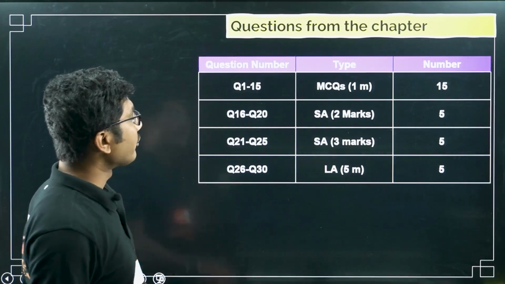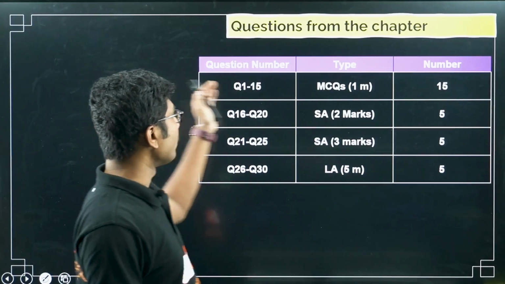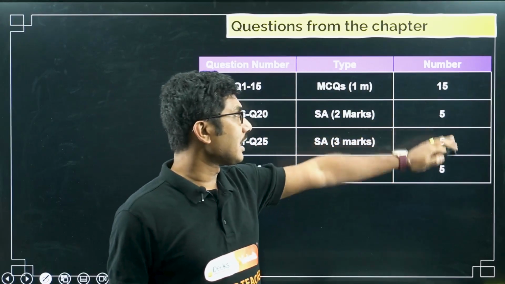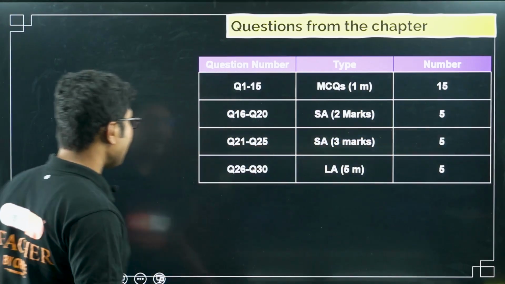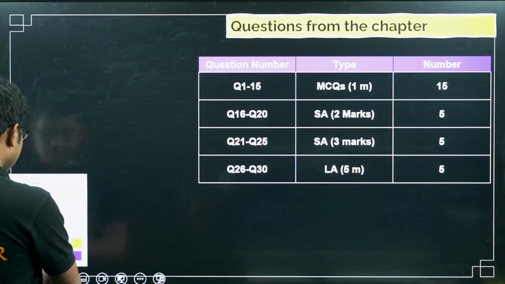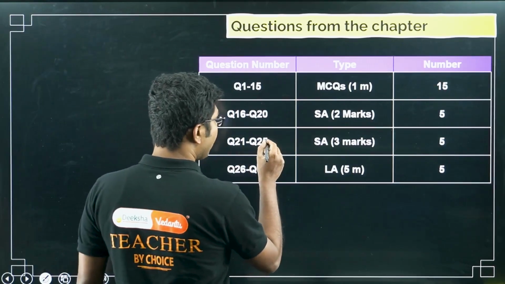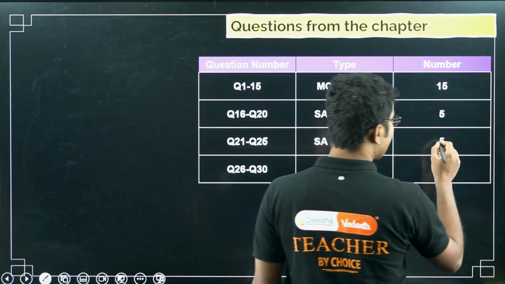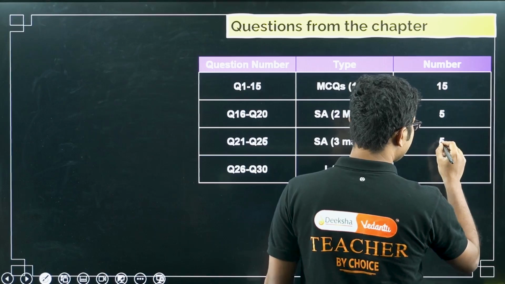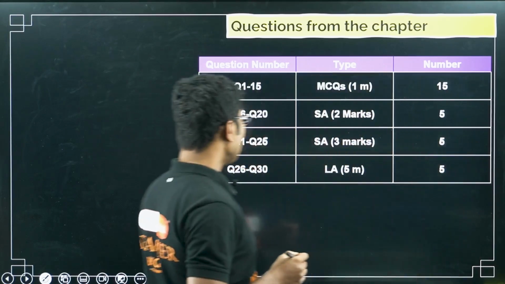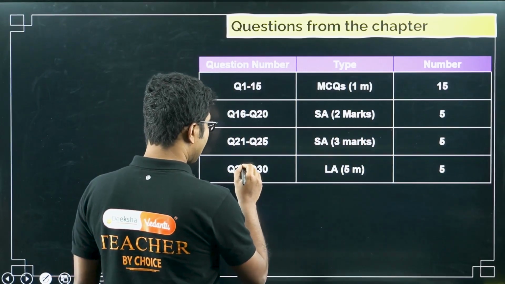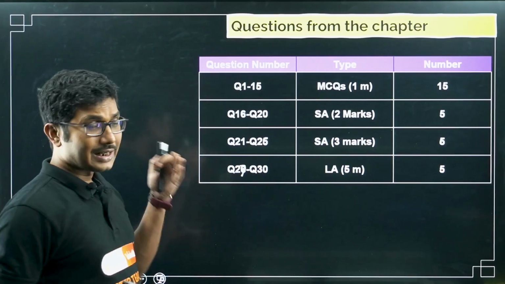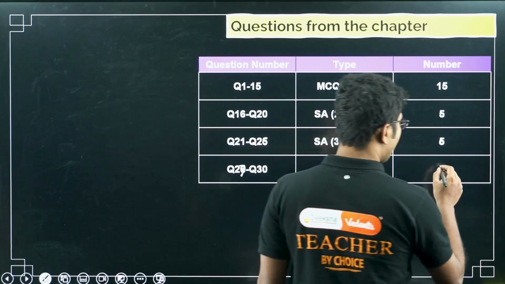So what all are we going to discuss today? We are going to discuss 1 to 15 MCQ questions, 16 to 20 small answer type 2 marks questions. Then 21 to 24, a slight change is there, and 25 to 26 will be your small answer type 3 marks questions, so there will be 6 3-marks questions, and 27 to 30 will be long answer type questions, so there will be 4 long answer type questions.